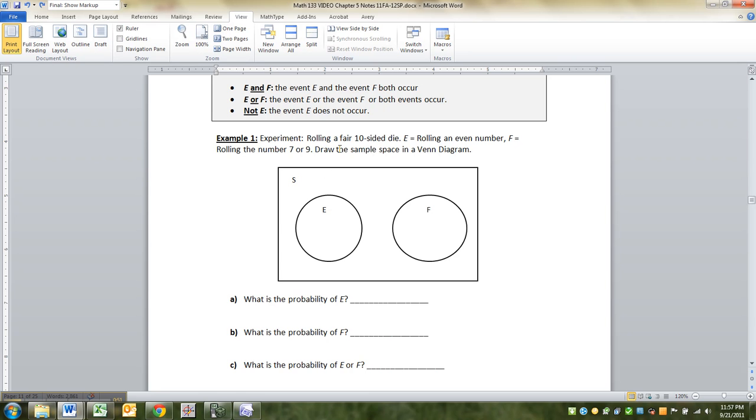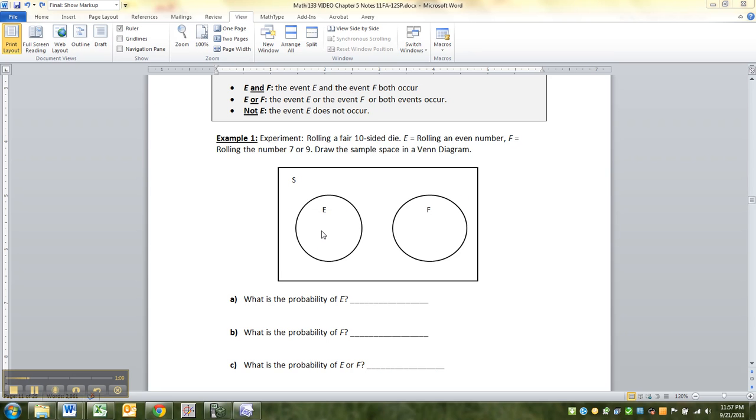We're going to roll a fair 10-sided die. E is rolling an even number. F is rolling the number 7 or 9. We're going to draw the sample space in a Venn diagram. I already started you off here. The big box represents the sample space. Over here is event E. Over here is event F.